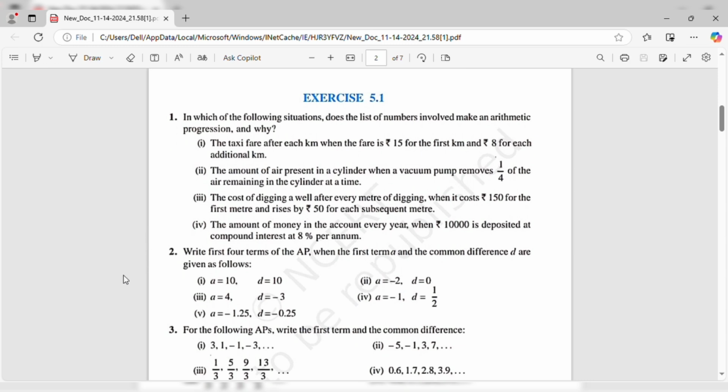Now we will start the first exercise, exercise 5.1. In this, the first question is, in which of the following situations does the list of numbers involved make an arithmetic progression, and why? So we will take each situation and find if it is forming an AP or not. The first situation is the taxi fare after each kilometer when the fare is rupees 15 for the first kilometer and rupees 8 for each additional kilometer.